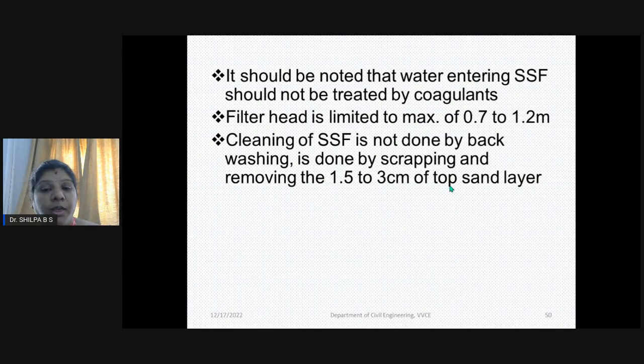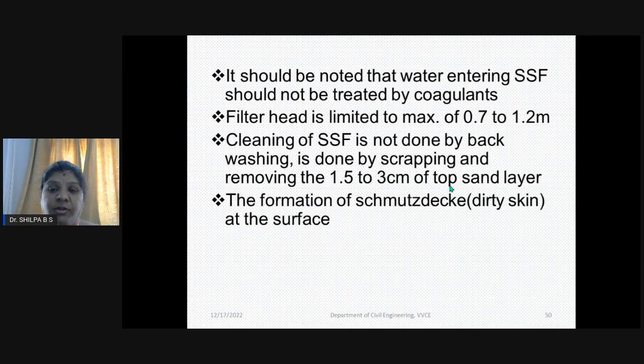Only the top layer will be scraped out and removed. About 1.5 to 3 centimeters of the top sand layer will be taken out. Whatever biological film is formed over the surface of that filter bed, we call that Schmutzdecke, which is referred to as the dirty skin.